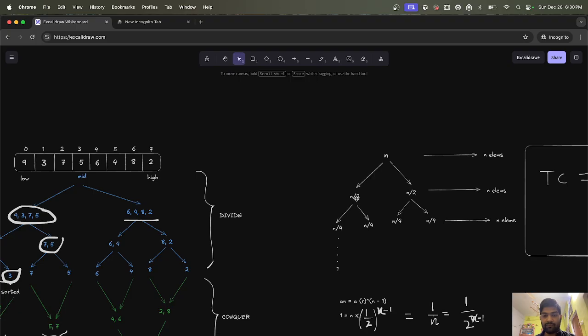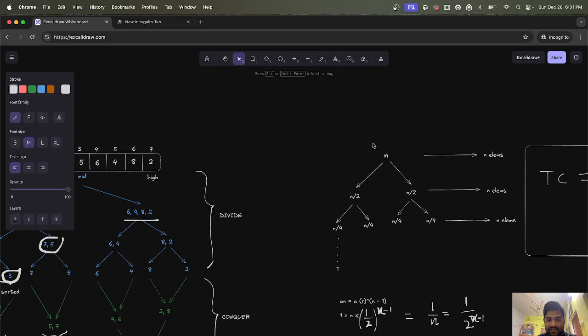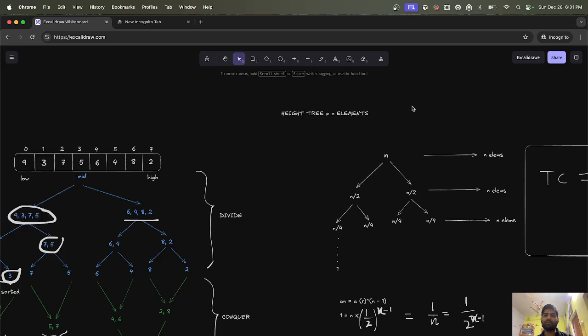Here also n elements, here also n elements. So up till what count will I be getting n elements, that will determine my complexity. Basically n multiplied by that count, which is the depth of this recursive tree. What I'm saying is the height of the tree multiplied by the n elements will be basically my time complexity, right?